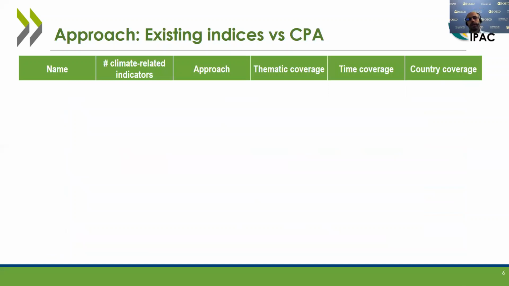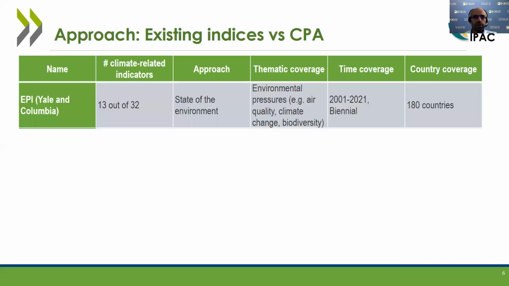So how does the CPA compare to existing indices that try to measure environmental or climate policy action? So what we did first was to carry out a literature review, and we identified three indices that first are able to track policy progress across time, and second have been widely used in the literature to evaluate policy effectiveness. So the first one is Yale's and Columbia's Environmental Performance Index, EPI.